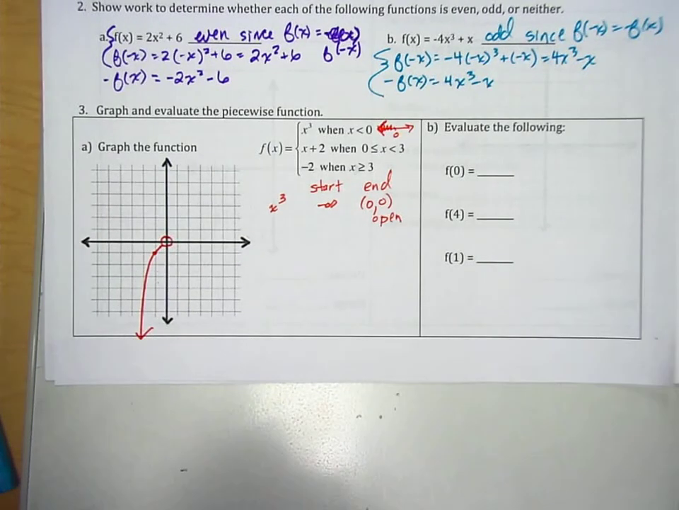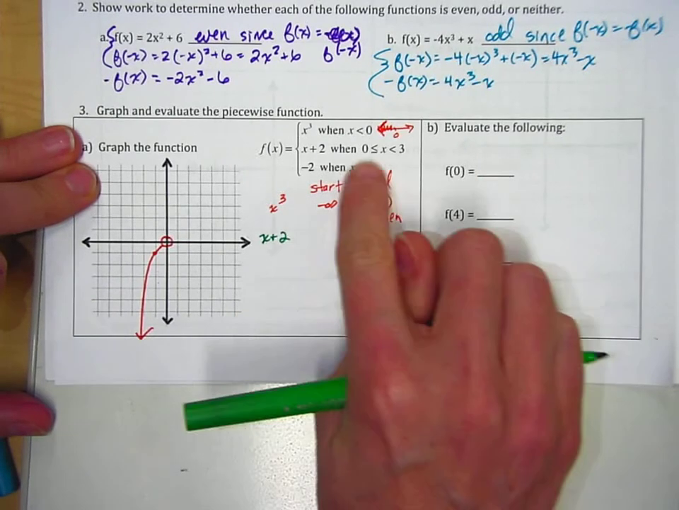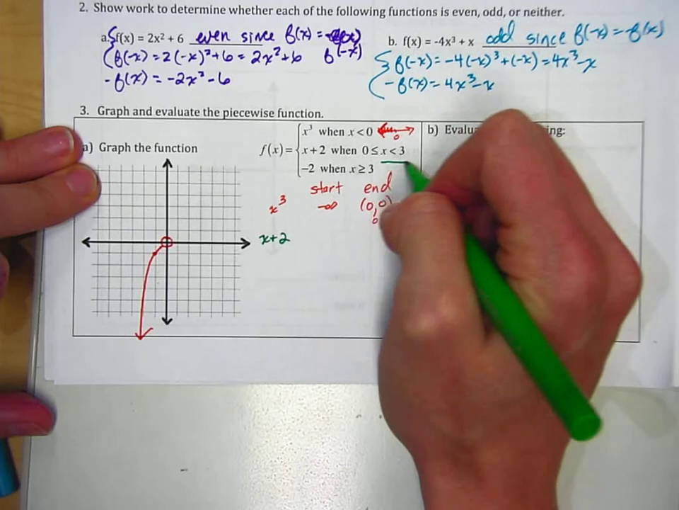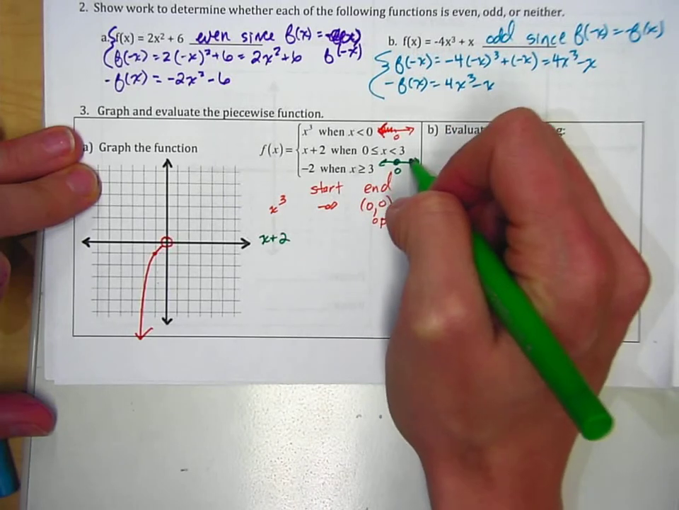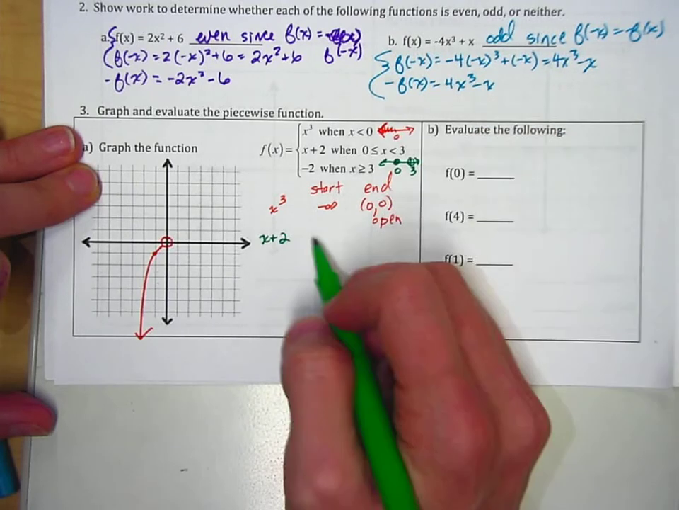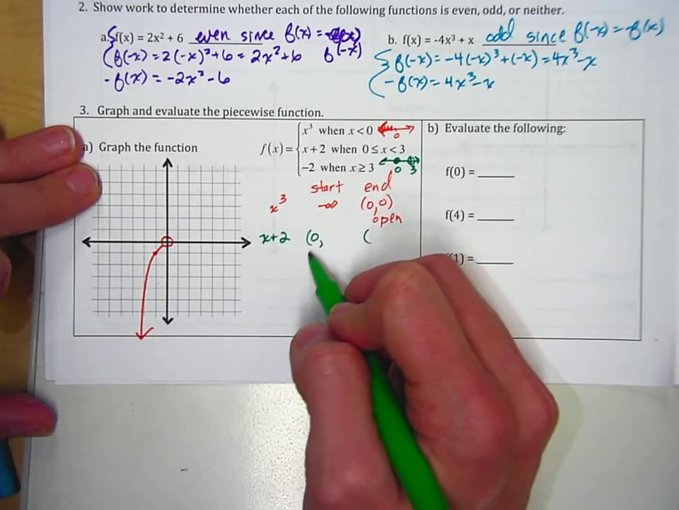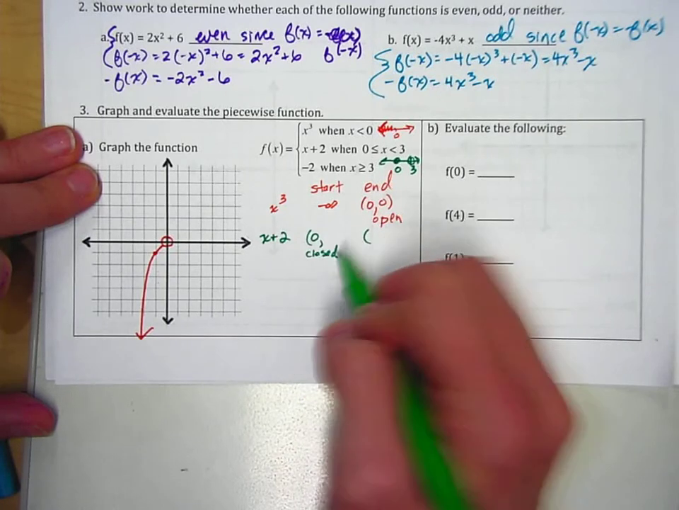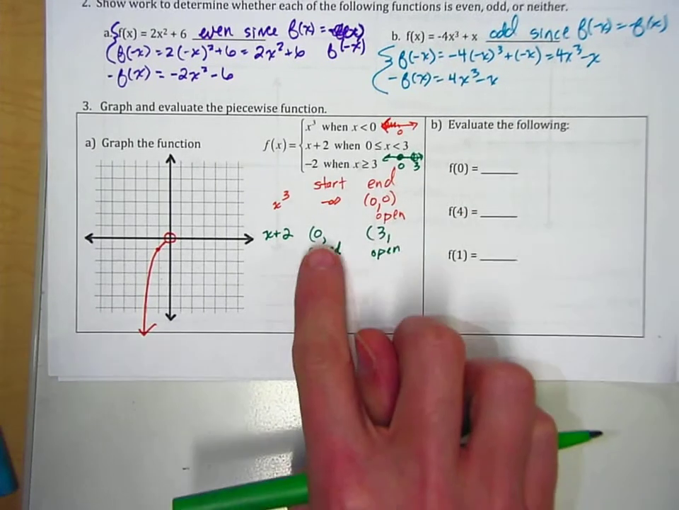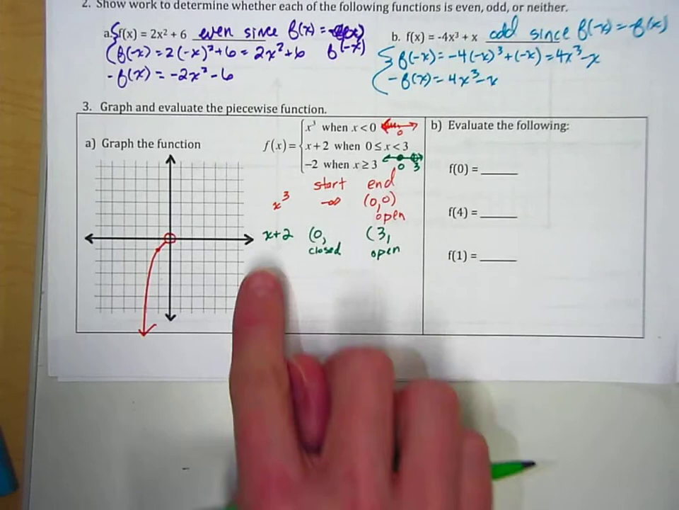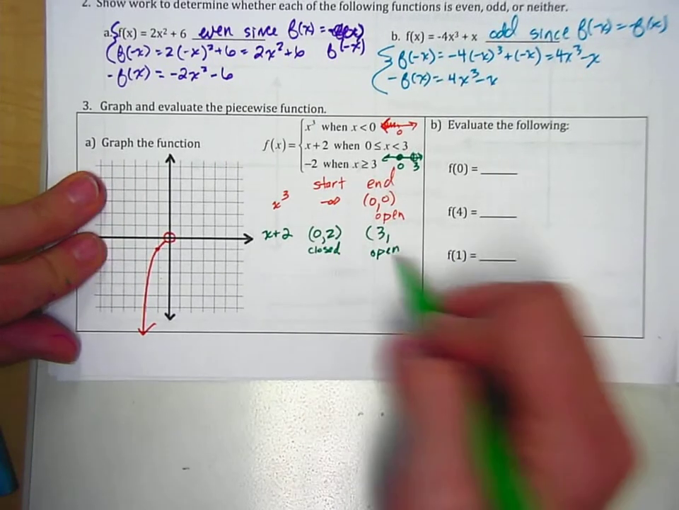And then for x plus 2, I'm starting at 0. But this time I can actually equal 0, and I'm going all the way to 3. So that means my start, x can be 0, and that's going to be a closed point. And then at 3, that's going to be an open point. The thing is I only know the x value of the two, but to get the y value, I just plug in. So 0 plus 2 is 2, and then 3 plus 2 is 5.